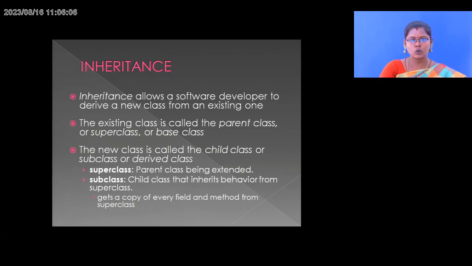Inheritance is an OOPS concept, that is, object oriented programming. It allows a software developer to derive a new class from an existing one. The existing class is called a parent class, a superclass or base class, and the new one is called a child class, subclass or derived class. The superclass is a parent class, like our parents, and the subclass is a child class. The child inherits all the behaviors from our parents through genes.